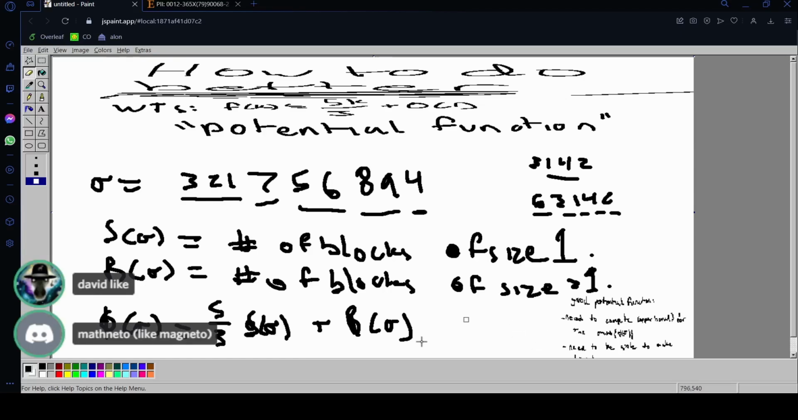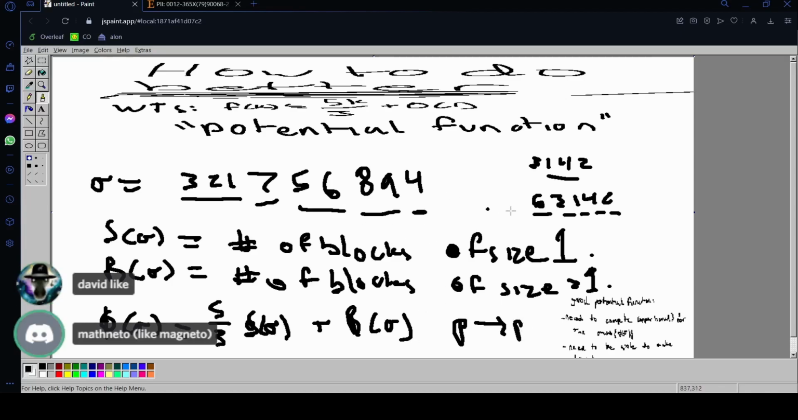Essentially, this function gets minimized once we have a single block, right? The same kind of argument applies: if we have something with potential function p, then we can reach something that's a single block by using at most p steps.